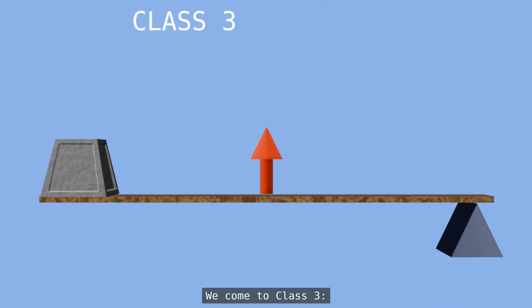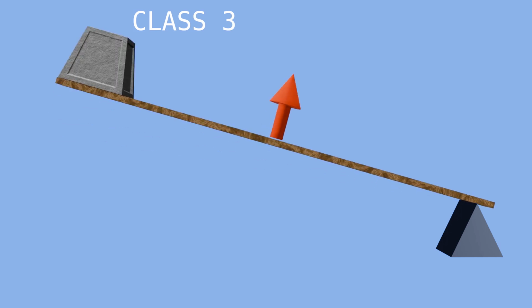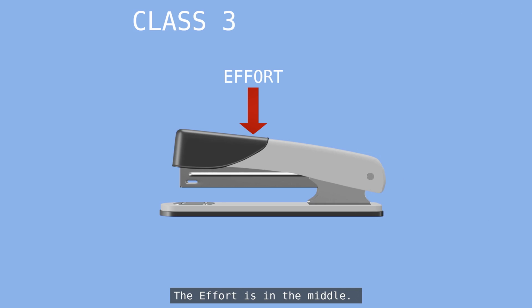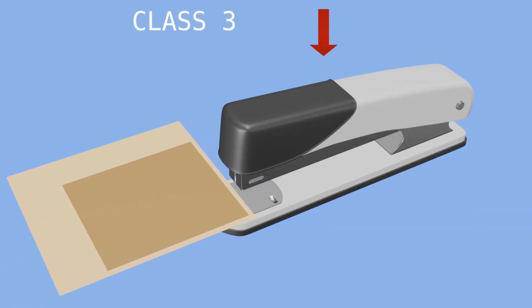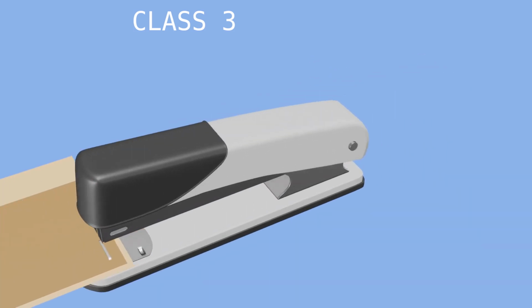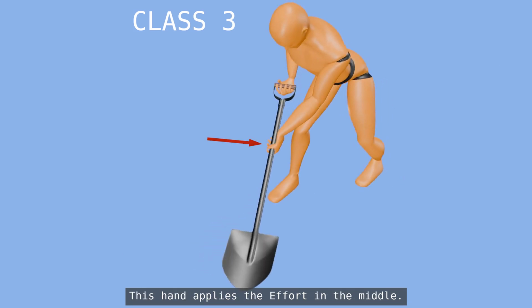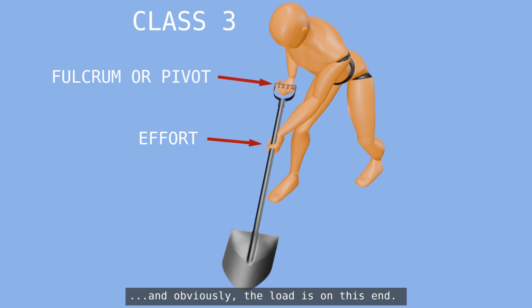We come to class 3. The effort is between the load and the fulcrum. An office stapler is a good example. The effort is in the middle, the load is on one end, and the hinge on the other end. A shovel or spade is another example. This hand applies the effort in the middle, the other hand represents the fulcrum or pivot on the other end. And obviously, the load is on this end.